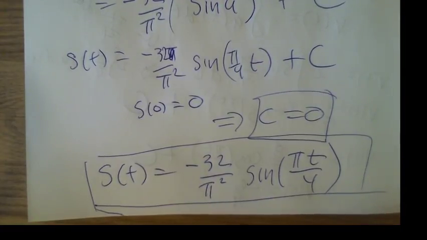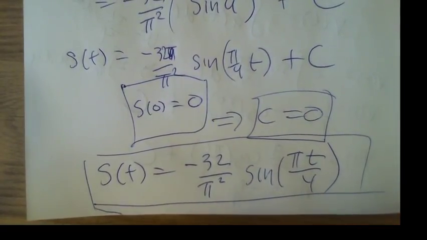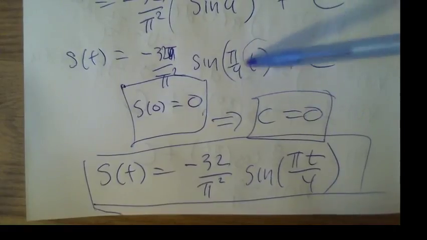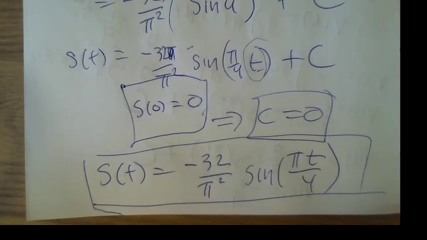Izmir, what would you like me to go over? I plug in my initial conditions and solve for C. When you plug in 0 here, you get sine of 0, that's 0, and this whole thing has to equal 0. So yeah, that's all I'm doing there. I'm just plugging in. Okay.